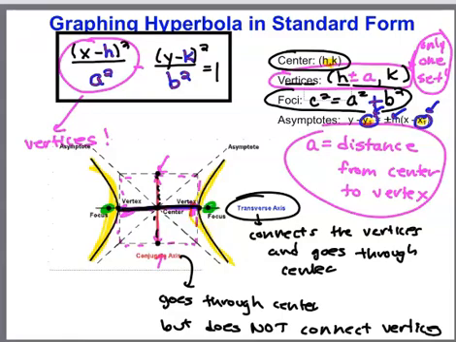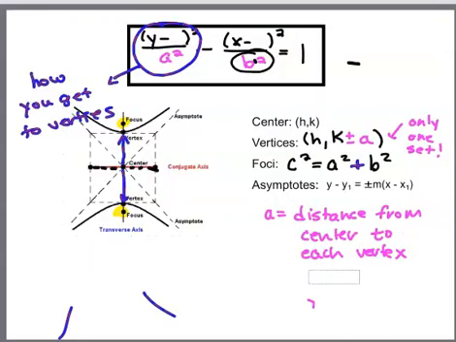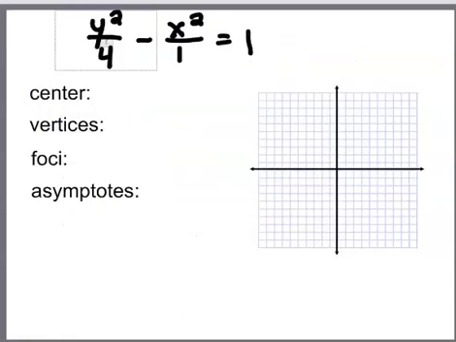When we get to writing equations, some of them say the transverse axis is horizontal. Well, that means you know that to get to the vertices, you're going to go right and left, and that the x would be first. That's looking a little bit ahead, but it will help us later on. All right. We're going to move on to some examples because it'll make more sense once we do some examples.